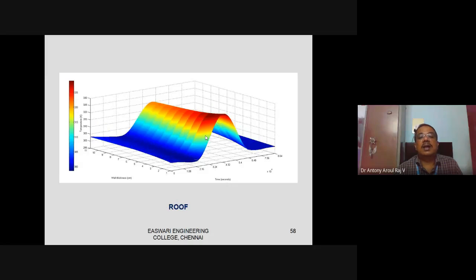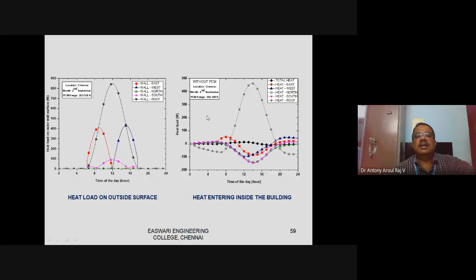And the roof. You should have seen that the roof will have lesser transients because solar radiation will be falling directly. And here we have taken a slab roof only with a smaller thickness, so that is why directly the heat will be entering into the building. So you can refer to that. This is the input we have given to the simulation.